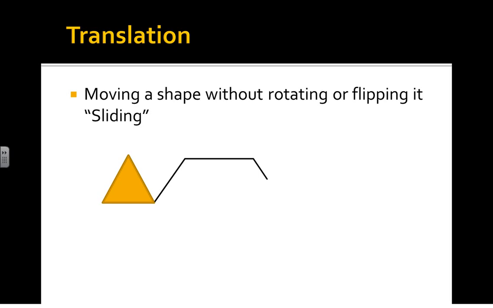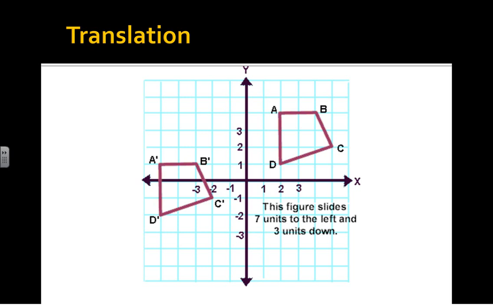So if I had this triangle and I slid it on this slide, that's a translation. It's all staying the exact same, I'm just moving it. So I'm moving it left, right, up, down, etc. On a graph, this is what it would look like. So here is my pre-image, here is my image, and it is, see, perfect, okay. And again, I knew that because of the primes. So A, B, C, D without the primes is the pre-image, A prime, B prime, C prime, D prime is the image. And this slid 7 units to the left and 3 units down. So 1, 2, 3, 4, 5, 6, 7, 1, 2, 3, it slid.